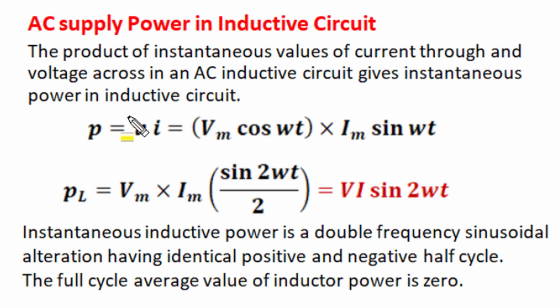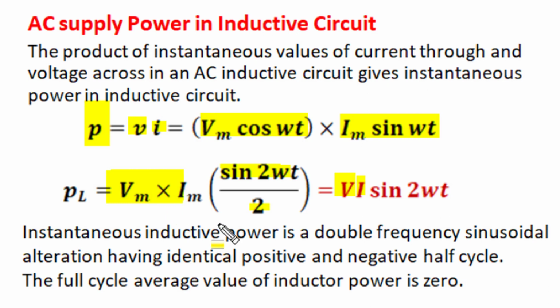The product of instantaneous voltage across the inductor and instantaneous current through the inductor gives the instantaneous power of the inductive circuit. When current is the standard reference sinusoidal Im sin omega t form, the voltage is Vm cos omega t, leading current by 90 degrees in phase, and the instantaneous power becomes Vm Im cos omega t sin omega t. And if we use the sin 2 omega t identity, which is 2 sin omega t cos omega t, then the product of sin omega t cos omega t becomes sin 2 omega t by 2, and Vm by root 2 is Vrms and Im by root 2 is Irms.